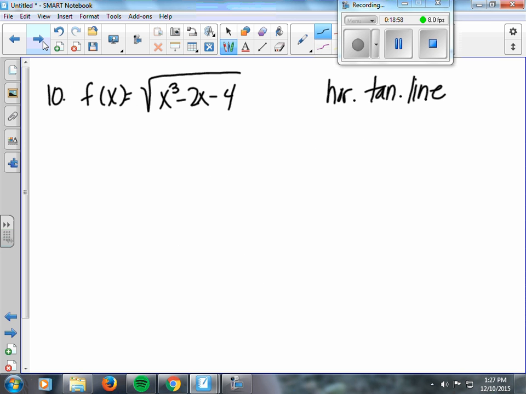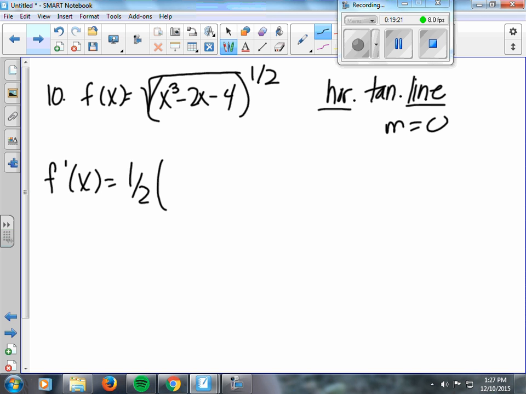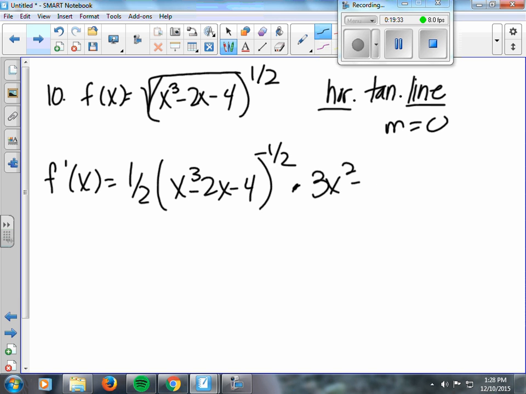The next question here is to determine where this function has horizontal tangent lines. Horizontal line means the slope is 0. Tangent line slopes are derivatives. So I'm going to find the derivative, set it equal to 0, solve for x. Okay, let's think about this as a 1/2 power. So the derivative of something to the 1/2 is 1/2 to the negative 1/2. Keep your insides the same. Multiply by the derivative of it at the end. So that would be times 3x squared minus 2.